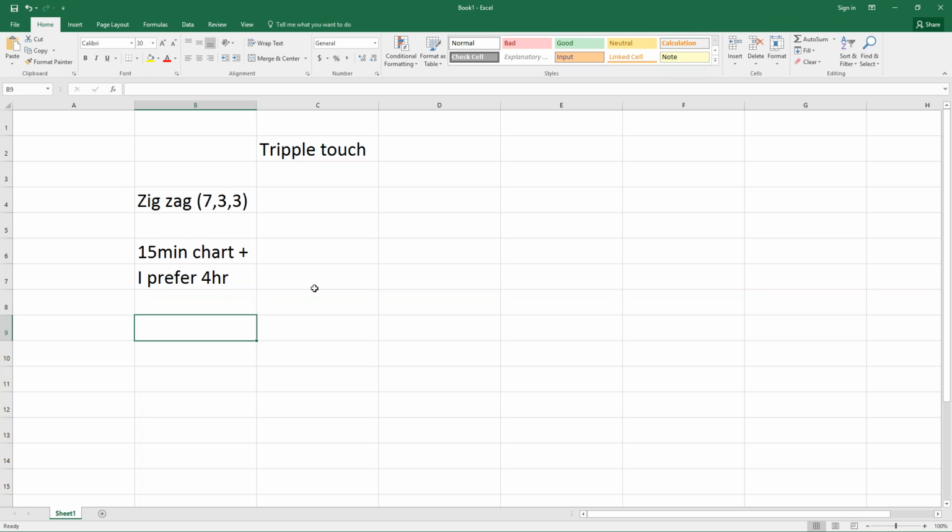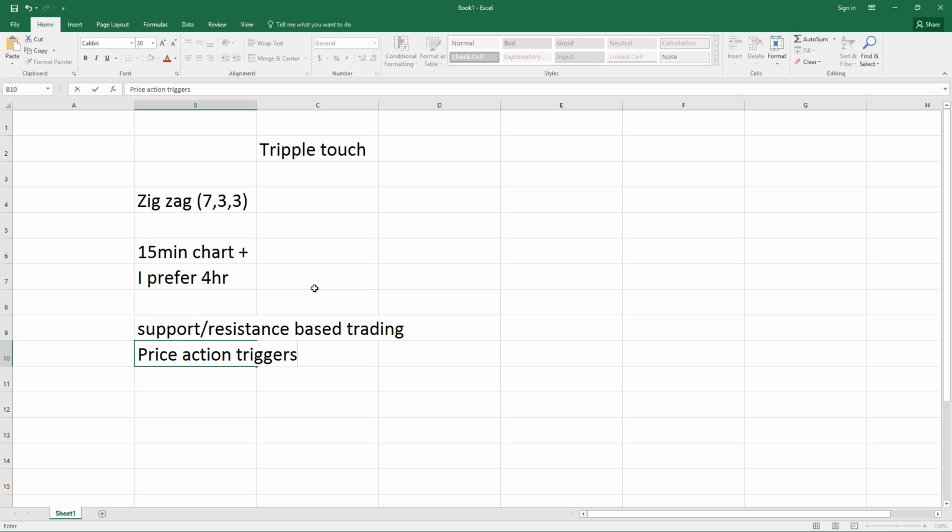The method is predominantly support. All these things are in my head. I don't actually have it written up pretty, so I'm trying to type it in now so at least I've got it on recording. Support, resistance, and based trading with price action triggers. It's a counter trend method. In other words, we're looking for turning points.